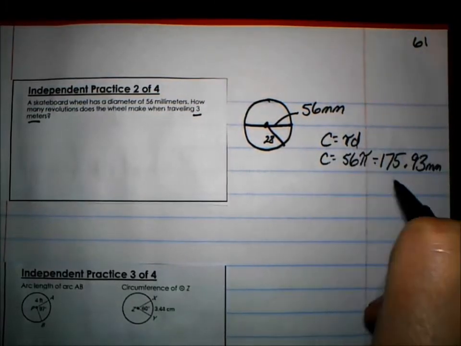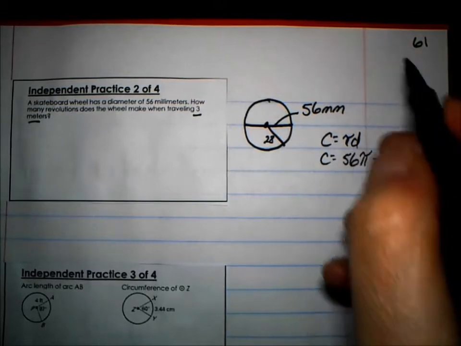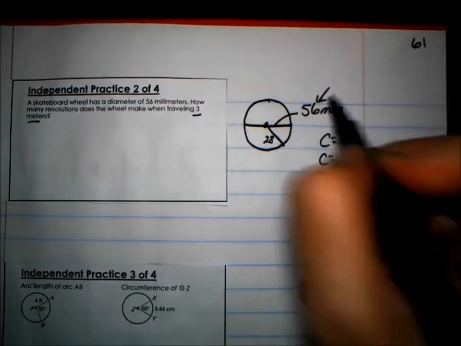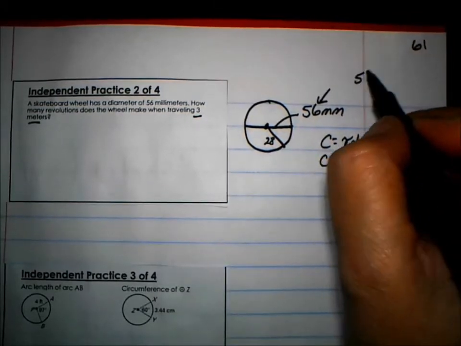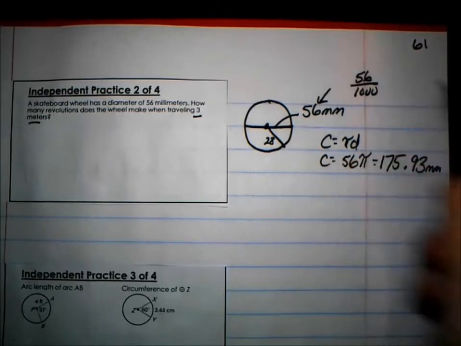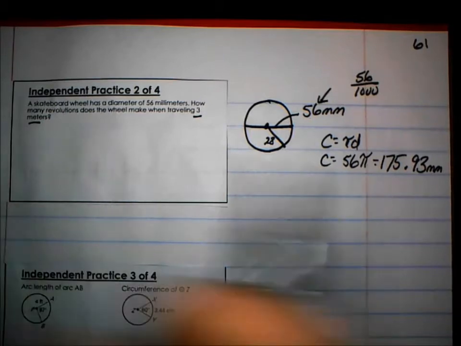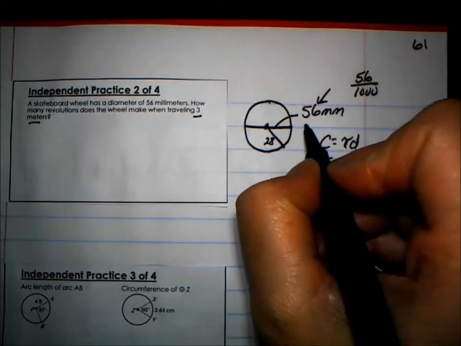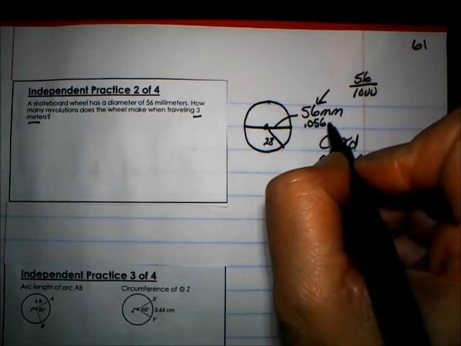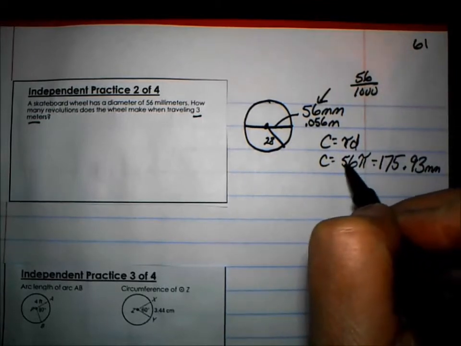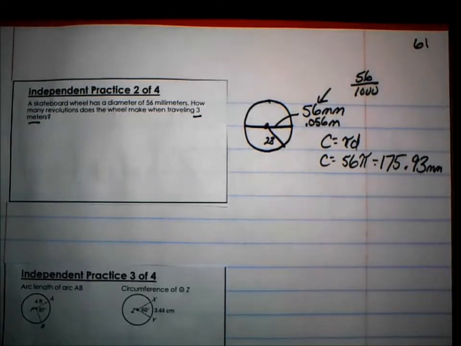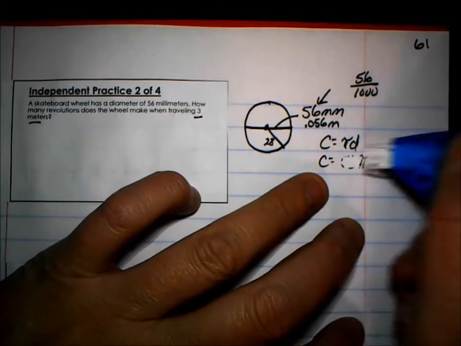So I actually need to back up one more time. I'm jumping the gun here. I need to convert this from millimeters to meters. So I'm going to take 56 and divide it by 1,000. And that should give me 0.056 meters. So on my formula here, I'm going to use my whiteout and back up a little bit.